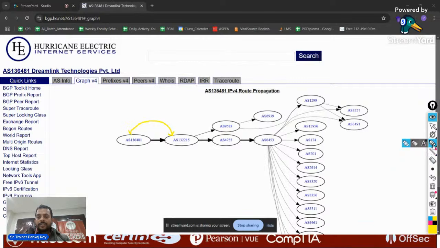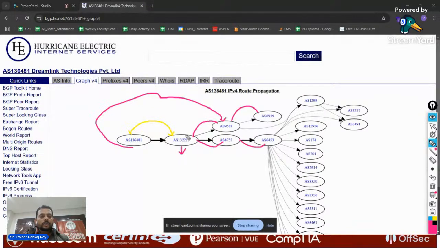Now Dreamlink will not establish BGP directly with that one. These organizations help establish BGP with Dreamlink, and these are the sites with which a BGP session is established directly, this BGP session and this BGP session. These other organizations are not directly connected to this one. They are connected via way after way after way and then this. So every organization interlinks via BGP.